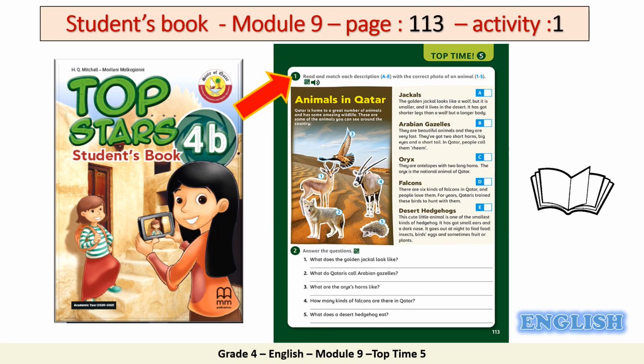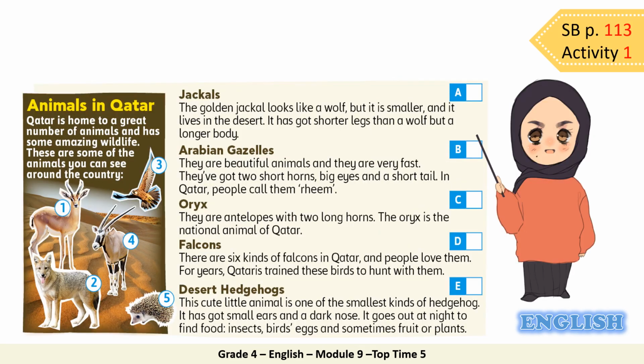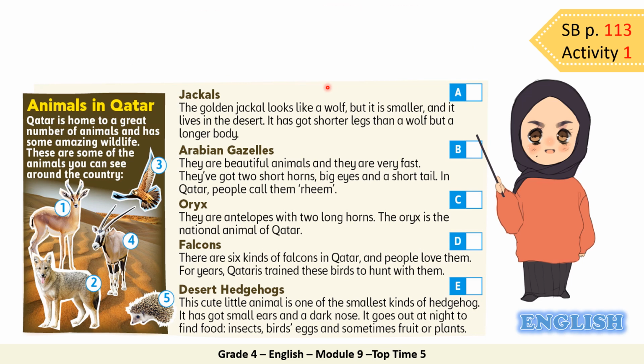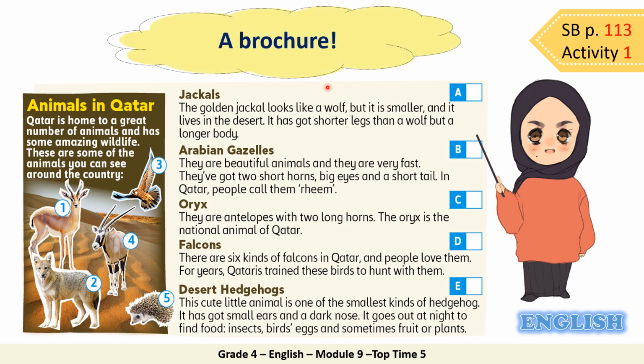Please open your student's book on Module 9, page 113, and pay attention to the text in activity number 1. Do you know what type of text this is? It is a brochure. We call it a brochure because it looks like a booklet, which gives information accompanied by pictures that explain the text.